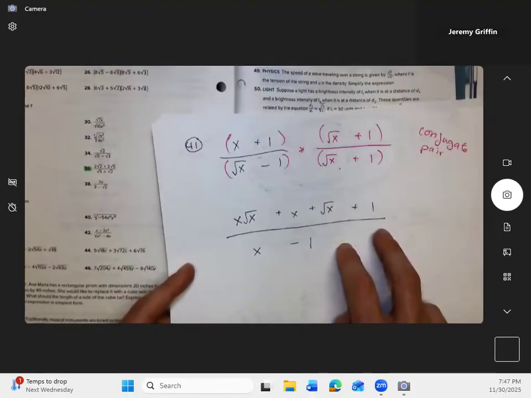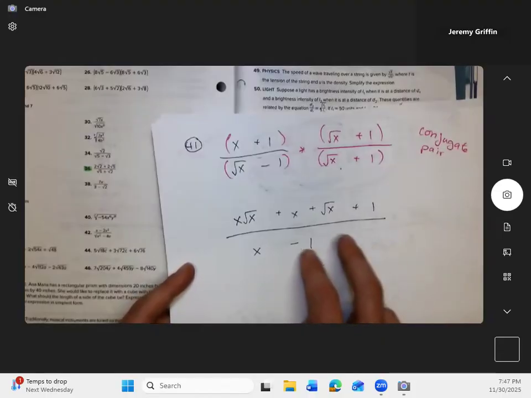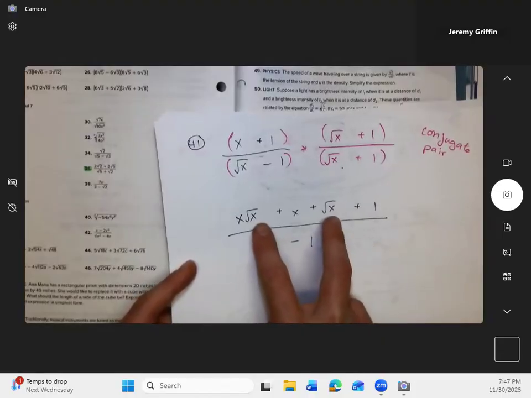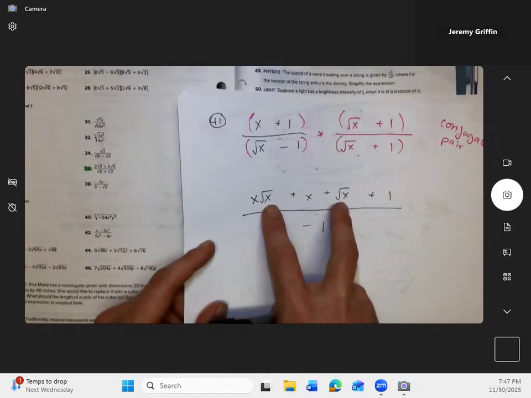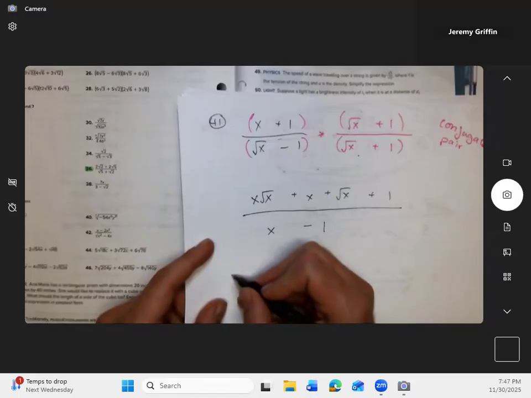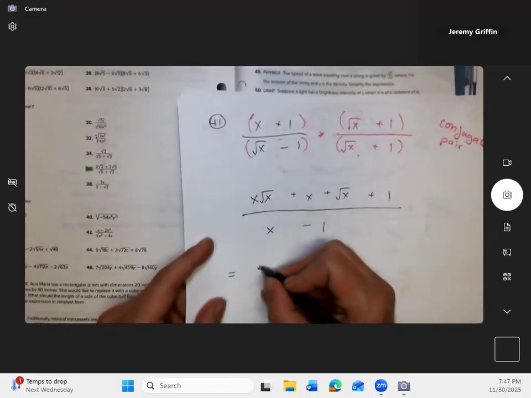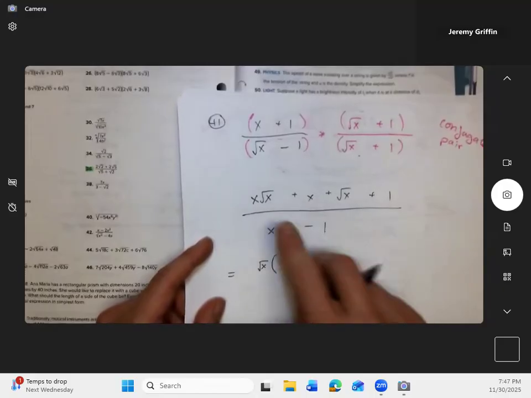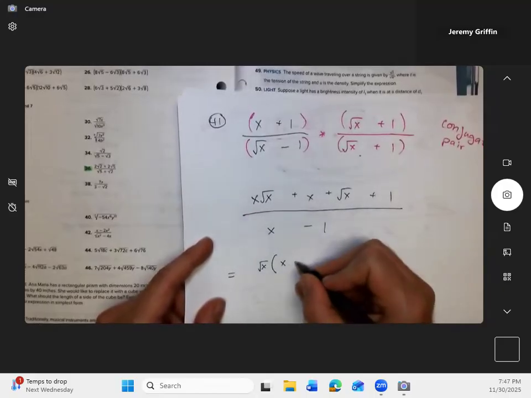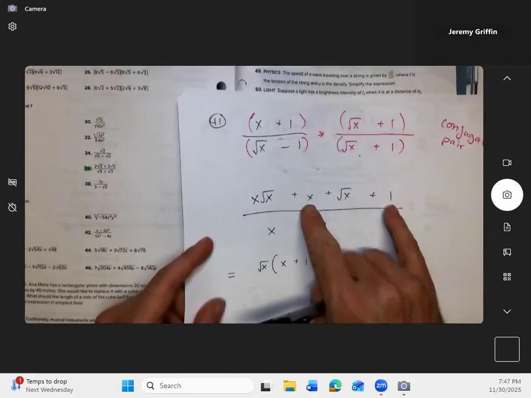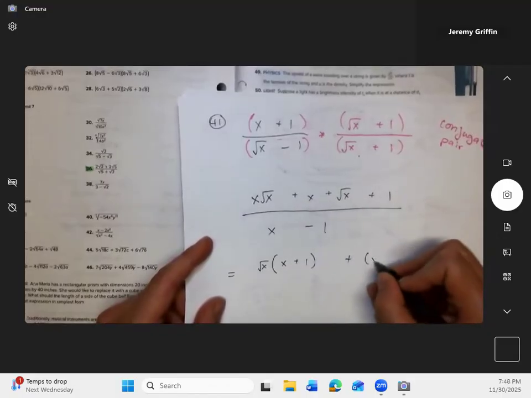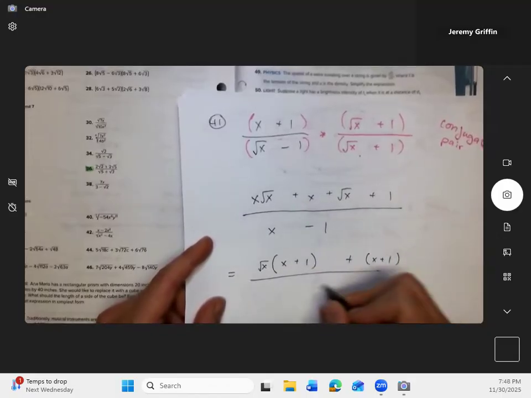Now, interestingly, I do see there's a root x common to both of these. So what happens if I pull that out? Do you guys remember factor by grouping? Here, I'm going to group these two together. I'm going to take a root x out, and I have x plus 1 left over. Over here, I also got an x plus 1, divided by x minus 1.